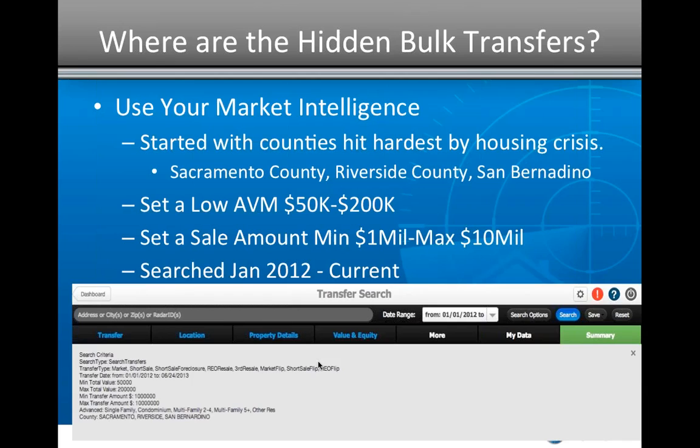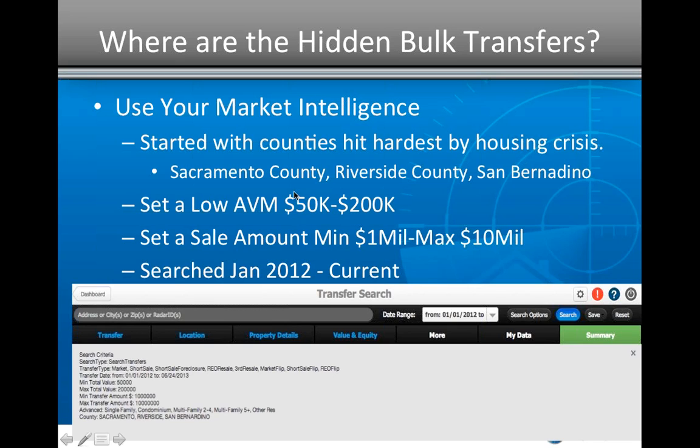What about hidden bulk deals, right? Everybody's talking about bulk deals, and how all this stuff's happening behind the scenes and you can't see it. Well, now you can start looking for those things. So, we looked at counties that were hardest hit by the housing crisis. We did a search where they had a low AVM. This just seemed like a good way to find these deals, but there was a high sale amount, right?